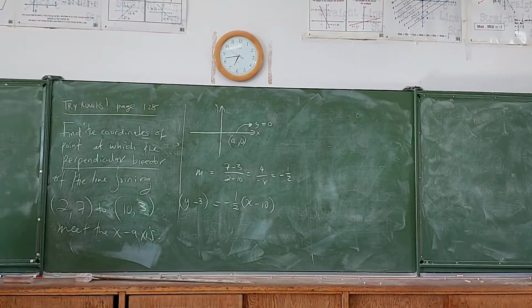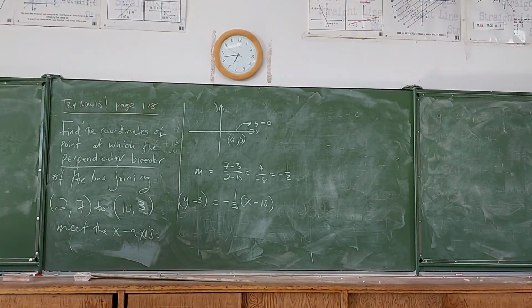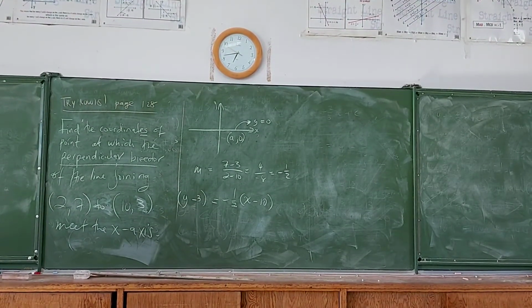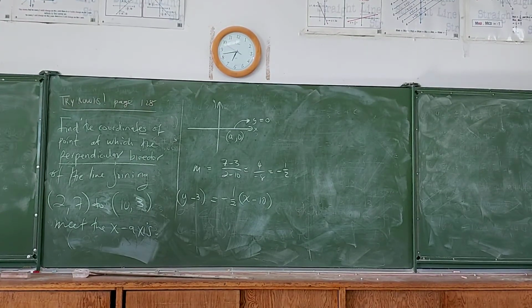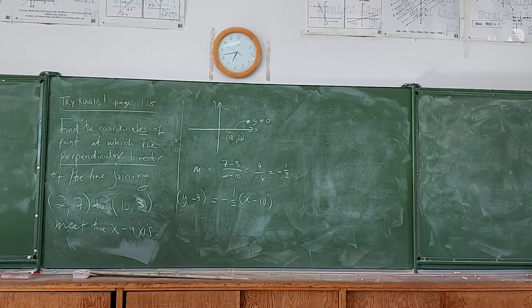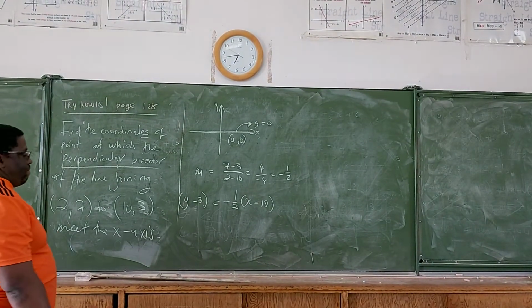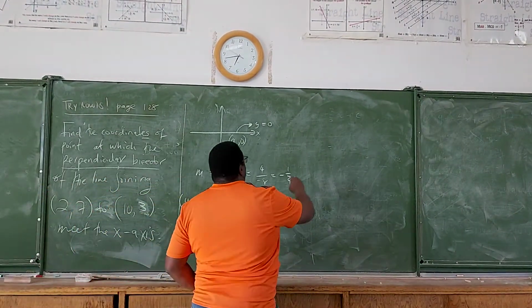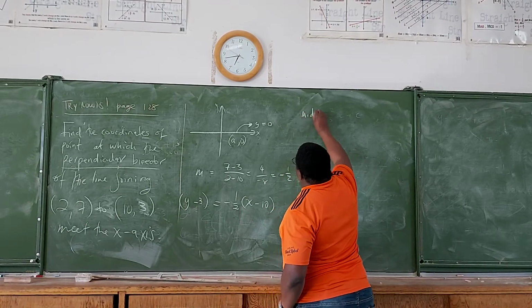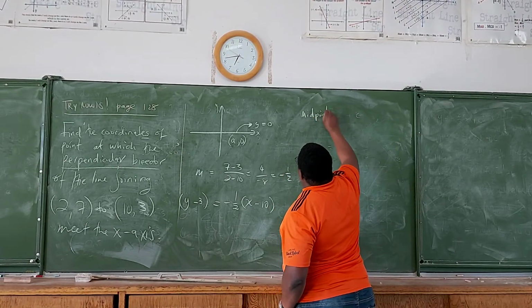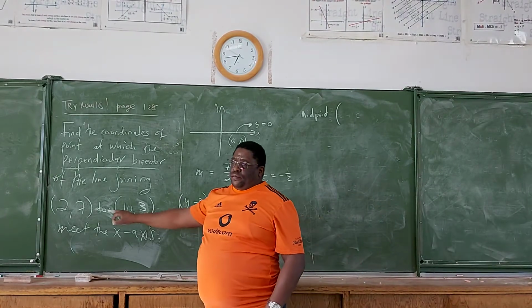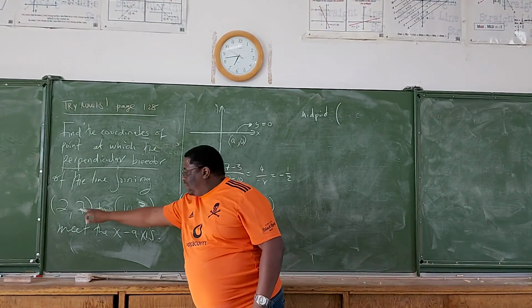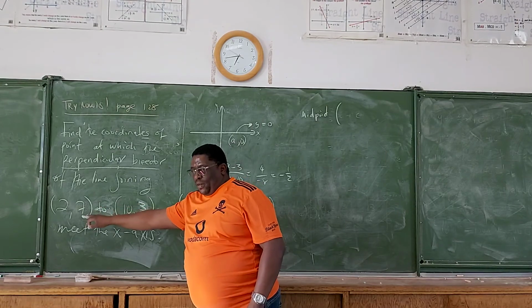They give us the 2 points to find the gradient and the midpoint. Okay, so we have the gradient, and we need to find the midpoint. Why should we calculate the midpoint? Because we don't have a coordinate that lies on the perpendicular line. Okay, I'm going to find the midpoint.